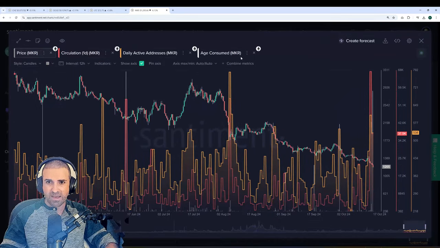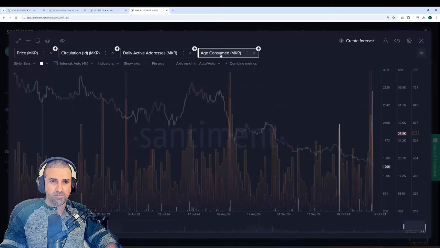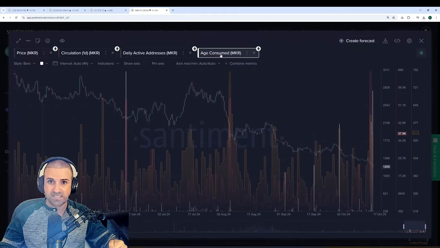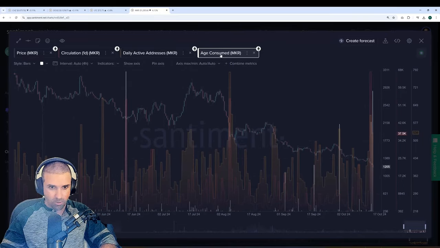And on top of that, I also highlighted age consumed here. Now, this shows that part of the reason that circulation and active addresses spiked may have had to do with a big age consumed spike. This is the second largest spike of dormant activity. What we're doing is multiplying the amount of coins being moved by the age in which those coins had been sitting in a stagnant position prior to them being moved. So basically, old coins are being moved at a rapid pace right now.